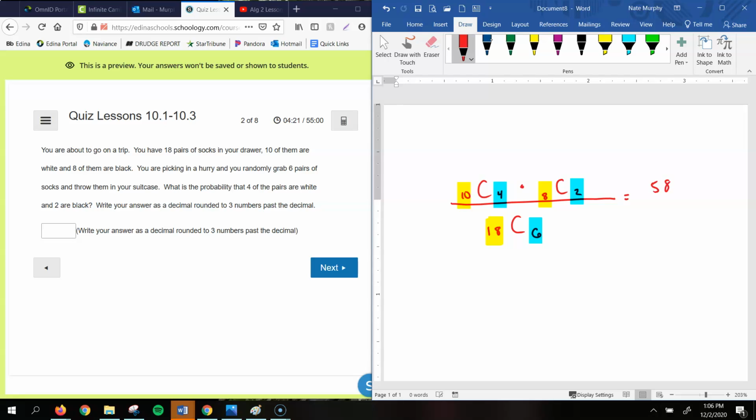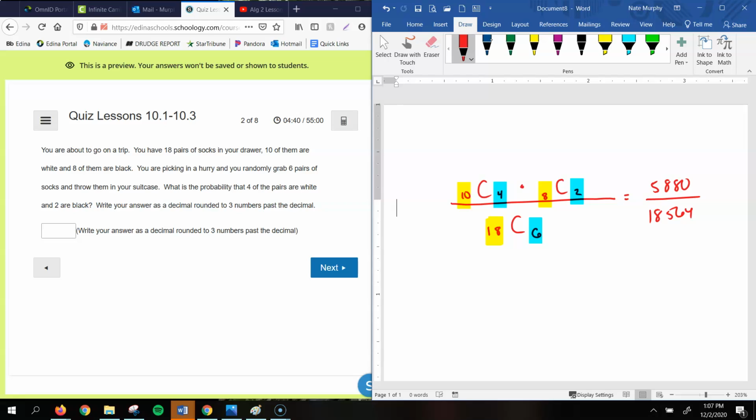So we get 5,880 in the numerator. In the denominator, we have 18 items. We're going to, like I said, be selecting 6 of them. So we get 18,564. So our answer is supposed to be as a decimal rounded to 3 numbers past the decimal.